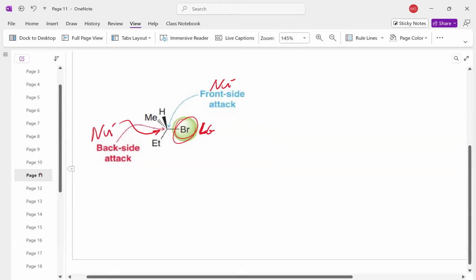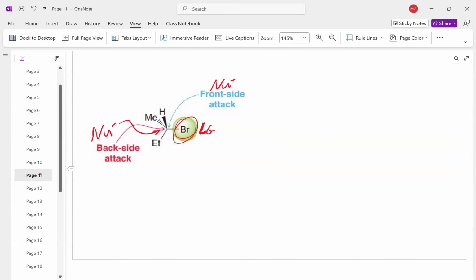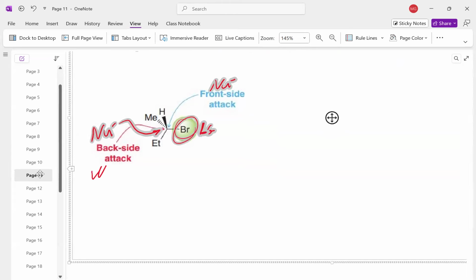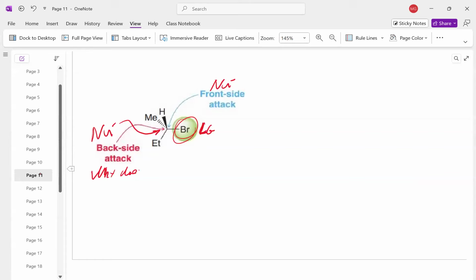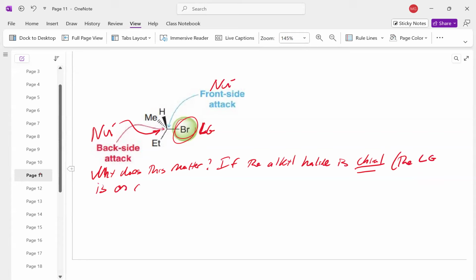Now, why do we care about what direction it comes in at? Okay, so why does this matter? It matters when the alkyl halide is chiral. If the alkyl halide is chiral, and let me be specific about this, the leaving group is on a chiral carbon.